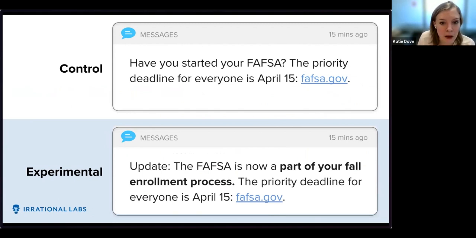And for the second group, we tried a different design. We removed any notion that this was optional. We said, update, FAFSA is now a part of your standard fall enrollment process. Here's the deadline, apply here. So it was really subtle, but very, very simple. And the question became, did it work? And the TLDR is that, yes, it did work. It was very effective. It nearly tripled the odds that students would apply on time for financial aid.